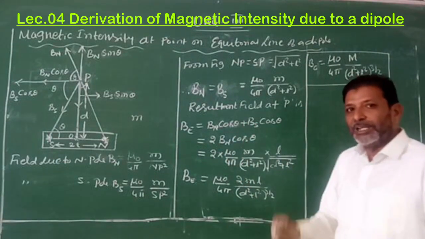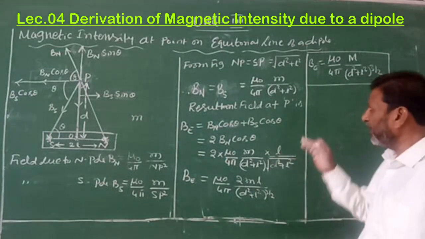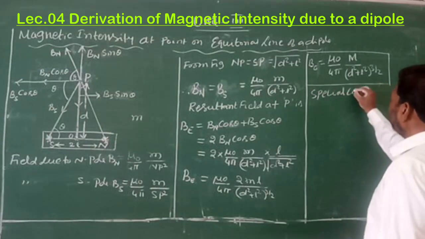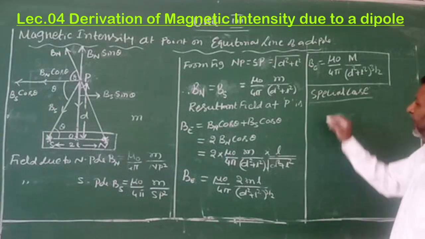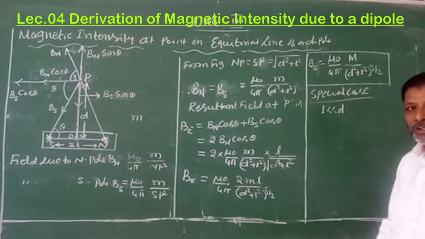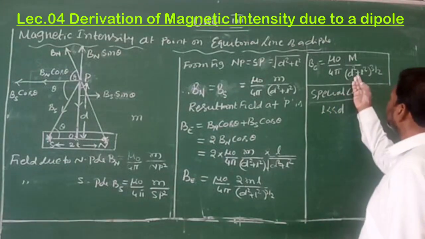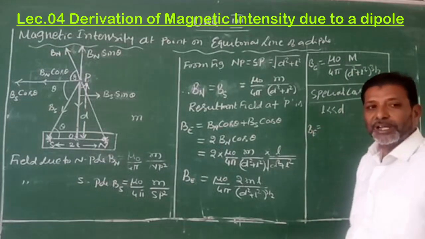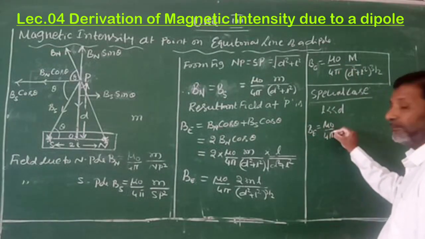Now, as we have discussed in case of the axial line, special case, in the same manner here also there is a special case. What is the special case? If L, that is the length of the magnet, is very much less than D, that means for a short magnet, you will find that here in this case I will write it here as BE is equal to mu naught divided by 4 pi as it is.